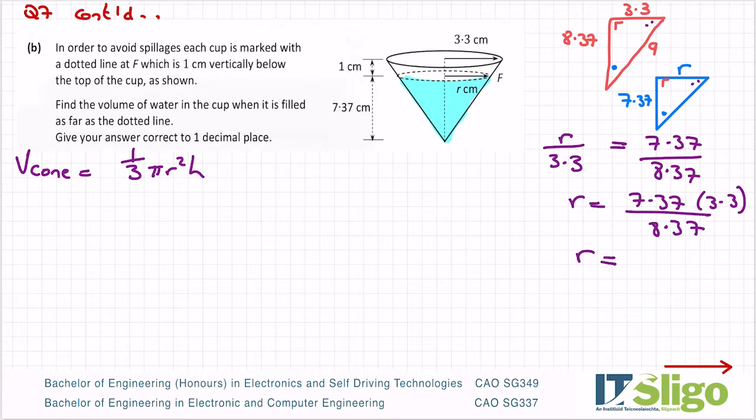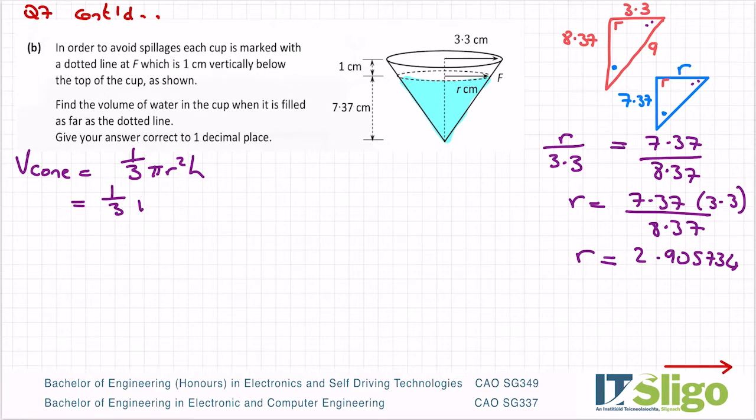So by the time we work this out, we will have the radius of the smaller triangle, or the radius of the part of the cone that has the blue water in it in the diagram. So I am getting for that 2.905734. Okay, be careful at early stages of questions that you don't round too much, okay? Round at the end. So let's go back and find the volume of the cone.